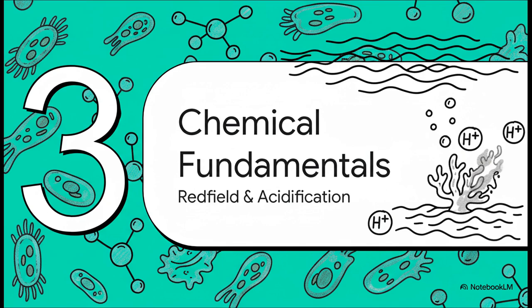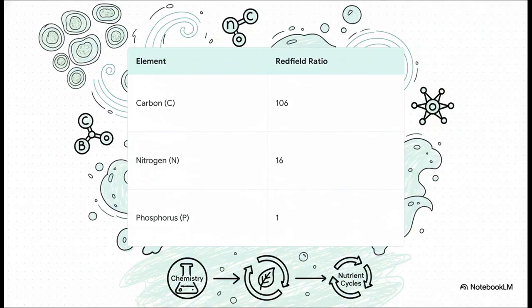We're shifting gears now from physics to chemistry, and two topics really dominate here, the Redfield ratio and ocean acidification. You absolutely have to know the Redfield ratio. It's basically the fundamental recipe for life in the ocean. For every 106 carbon atoms, phytoplankton needs 16 nitrogen atoms and 1 phosphorus atom. This 106-16-1 ratio of C to N to P is what links biology, chemistry, and nutrient cycles all together.